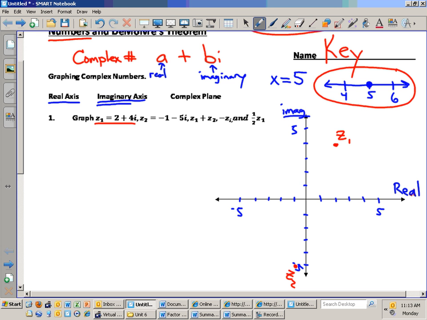Any questions about plotting imaginary, or I'm sorry, complex numbers? Seem pretty straightforward so far? Then let's just change it up a little bit. It says do z1 plus z2. So I'm going to take z1, which is 2 plus 4i, and I'm going to add that to negative 1 minus 5i. How do I do that? The real numbers together, which gives us 1, and the imaginary numbers together, which gives us negative i. So 1 and negative i places us there, which is z sub 1 plus z sub 2.